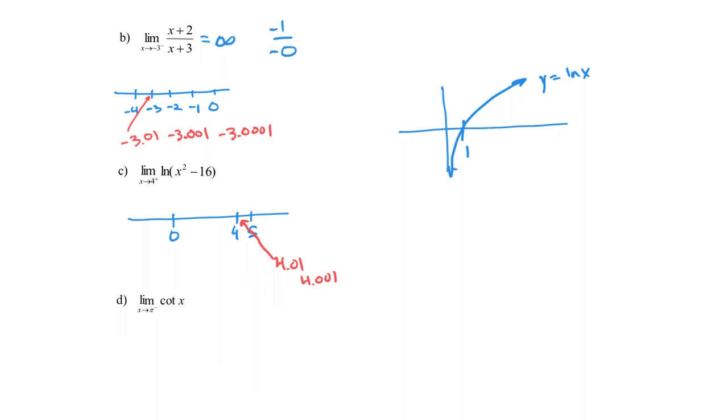Then I subtract 16 so that basically this argument to the natural log, the input to the natural log, is going to be tiny but positive. Right, because this x that I'm plugging in here is going to be a number a little bit bigger than 4, but not much bigger. Really close to 4, but a little bit bigger. So when I square it, it will be a little bit bigger than 16. Then I subtract 16, so I'm going to get a tiny but positive number.